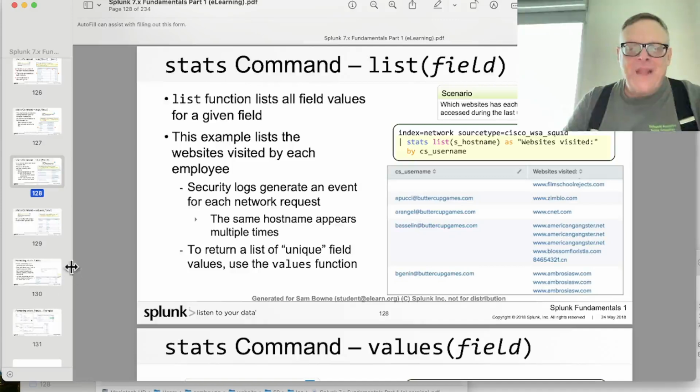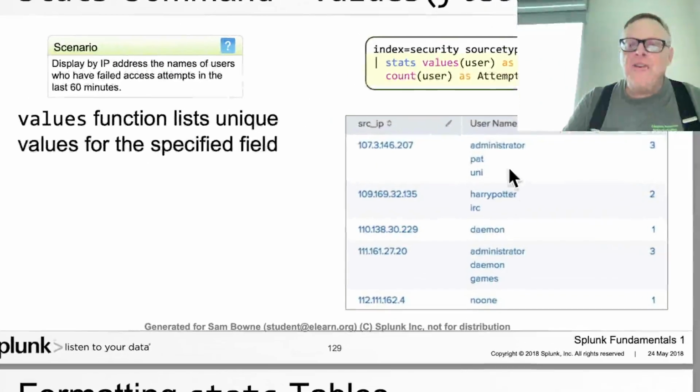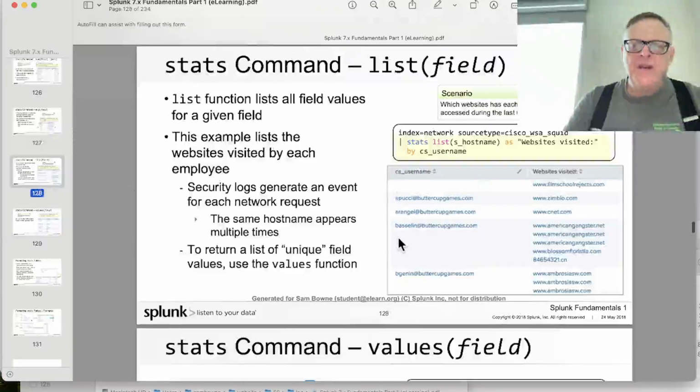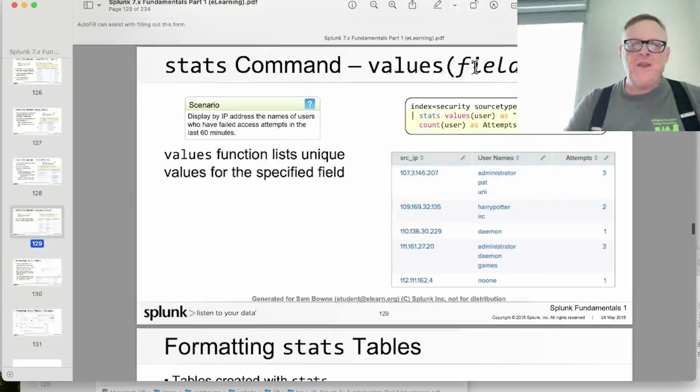Anyway, so that lists the fields, and you can list the unique values for the field. So this was a list of all the appearances of this field, but I think it's possible for it to have duplicates is the idea. This one will give you the unique values for the field.